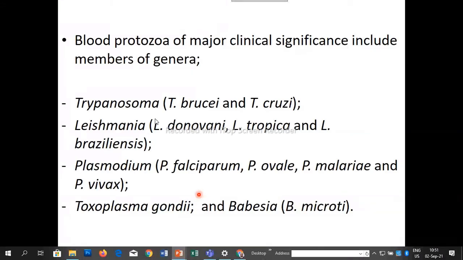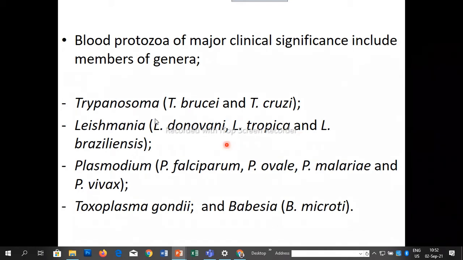Trypanosoma, which are blood protozoa of major clinical significance. And we have this category: Trypanosoma brucei gambiense and rhodesiense, and Trypanosoma cruzi. Leishmania donovani causes visceral leishmaniasis, and tropica and braziliensis cause cutaneous leishmaniasis. Then Plasmodium and Toxoplasma, as well as Babesia microti, will be seen later.